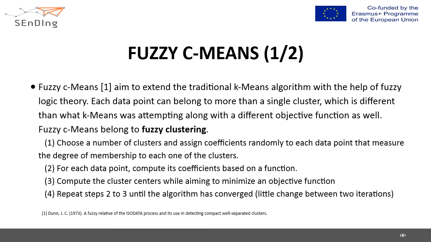Step 1. Choose a number of clusters and assign coefficients randomly to each data point that measure the degree of membership to each one of the clusters. Step 2. For each data point, compute its coefficients based on a function. Step 3. Compute the cluster centers while aiming to minimize an objective function. Step 4. Repeat steps 2 to 3 until the algorithm has converged, meaning little change between two iterations.